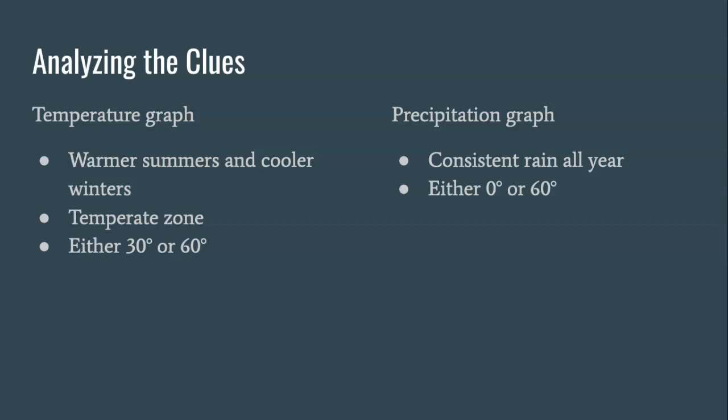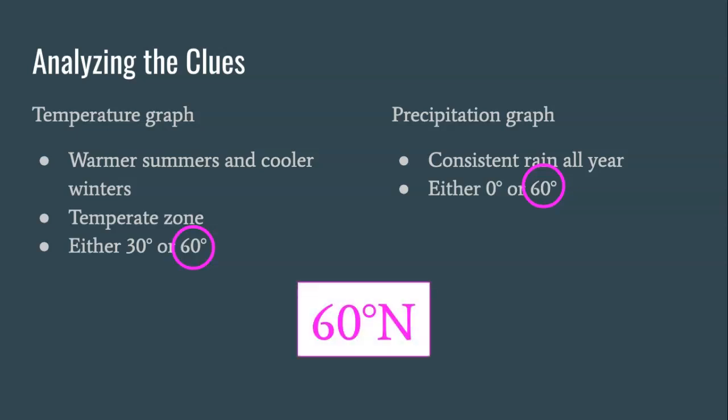And then I look at temperature and precipitation. I try and find the latitude that is the same. Turns out that at 60 degrees, I would have temperatures that are warm in the summer and cool in the winter in the temperate zone, and I would have consistent rain. So sure enough, that climograph came from 60 degrees north. And why do I know it came from north? Well, because in the northern hemisphere, summertime is June, July, August, September. If it was in the southern hemisphere, it'd be flipped.